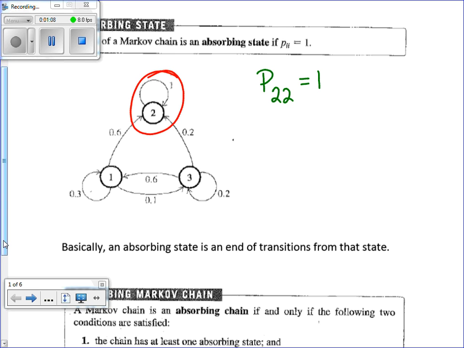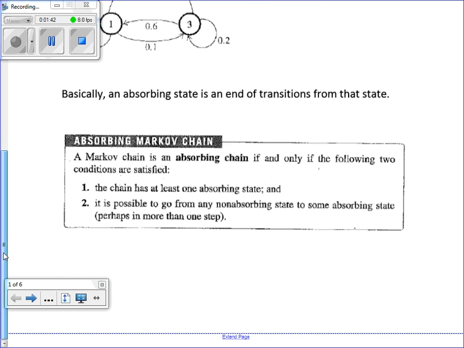You're trapped in state 2 for this one. What you need to notice is that it circles back on itself with a probability of 1. Notice that we're only going from 2 to 2. We don't have an arrow going from 2 to 1. We don't have an arrow going from 2 to 3. So that's what it means to be an absorbing state. Basically, an absorbing state is the end of the transitions from that state. You can't go from 2 to 1, you can't go from 2 to anywhere else. You're just stuck in here.